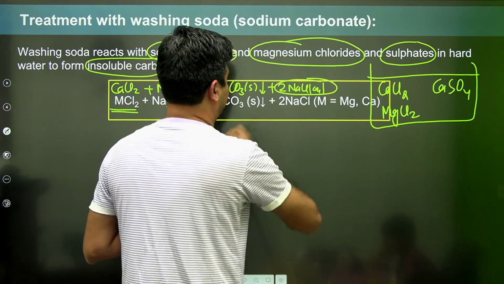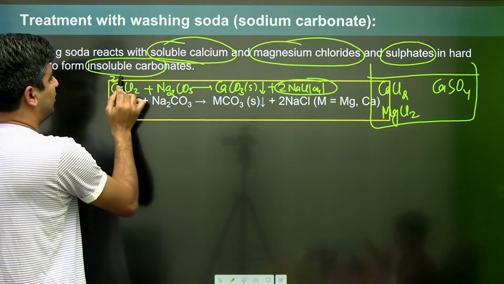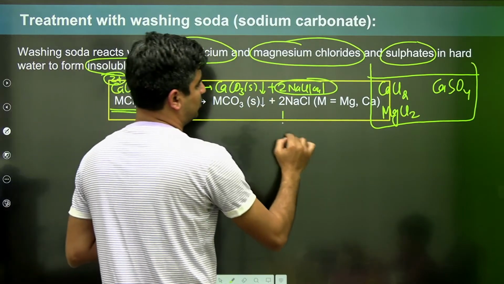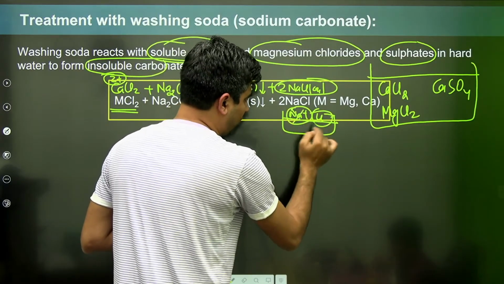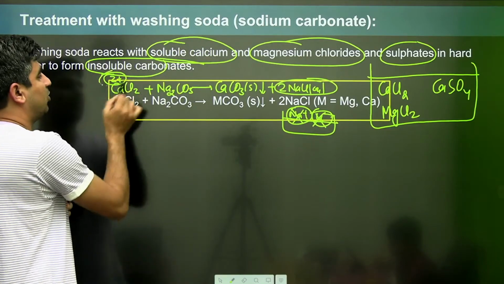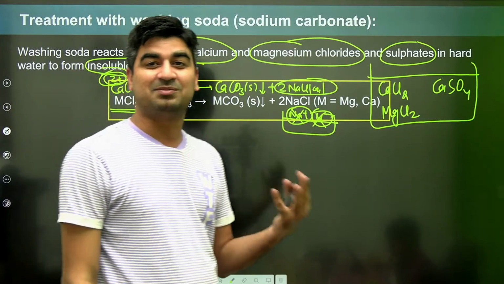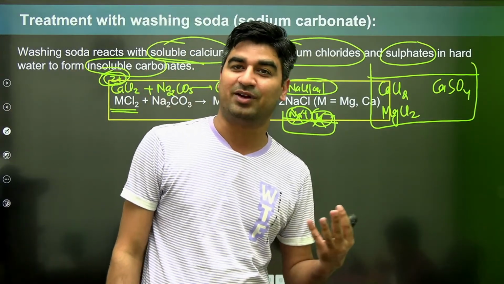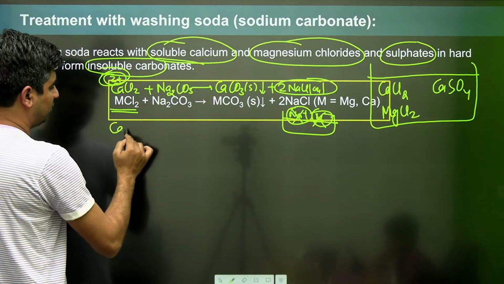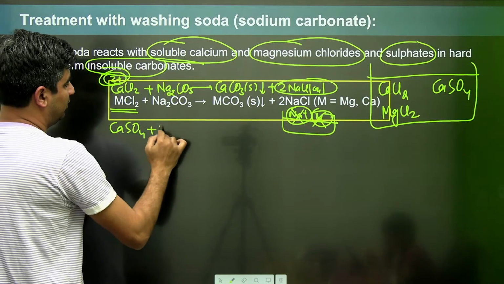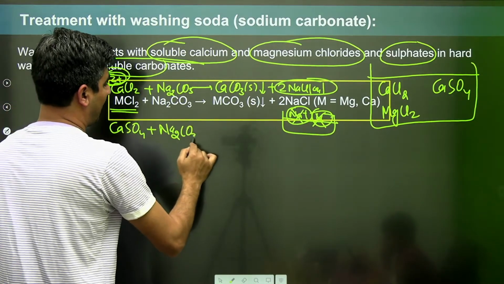So now just look at it. Ca2+, initially Ca2+ was present. Now your solution will have Na+ and chloride, and these will not cause hardness. Hardness will be caused by Ca2+ ions and Mg2+ ions. I have already told you. Similarly, you can take MgCl2 or CaSO4 plus Na2CO3.